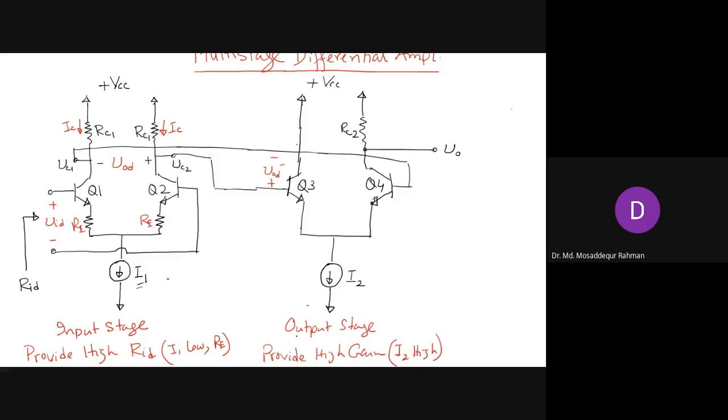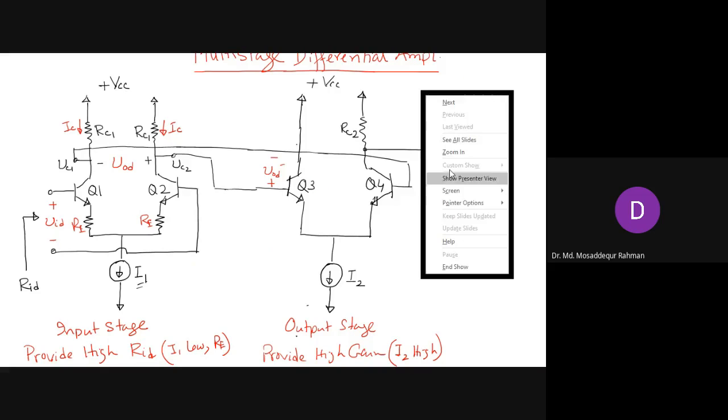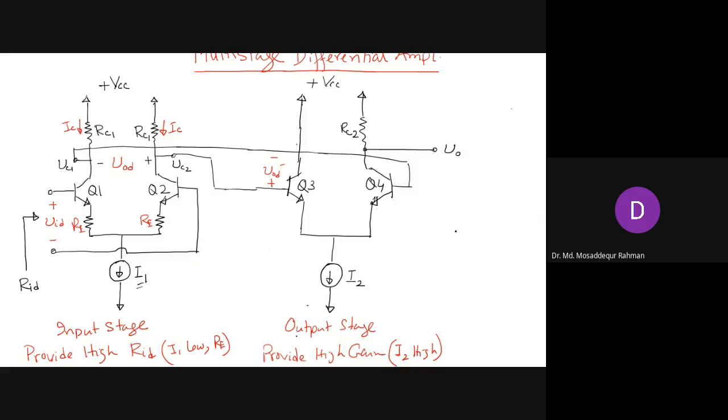Now, what will be the overall gain of this amplifier? The overall gain, we write as V0 by VID.